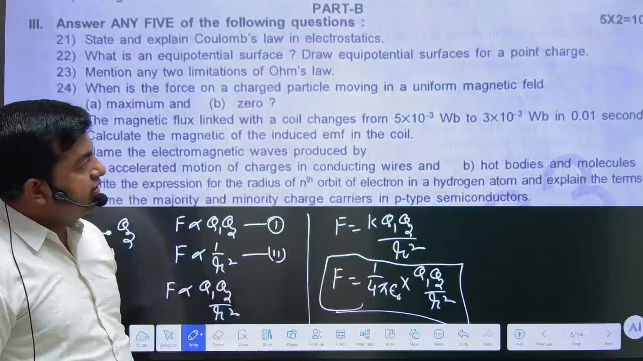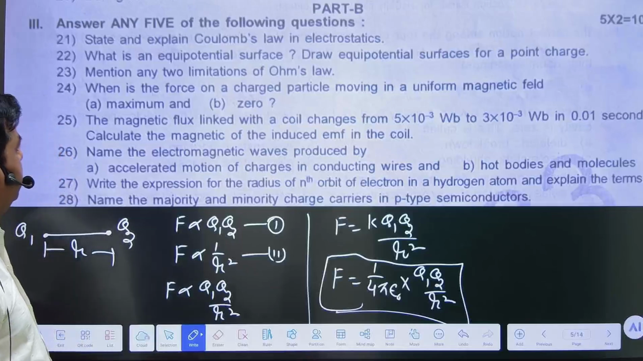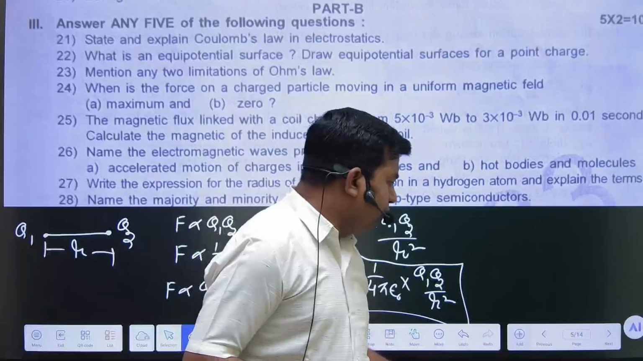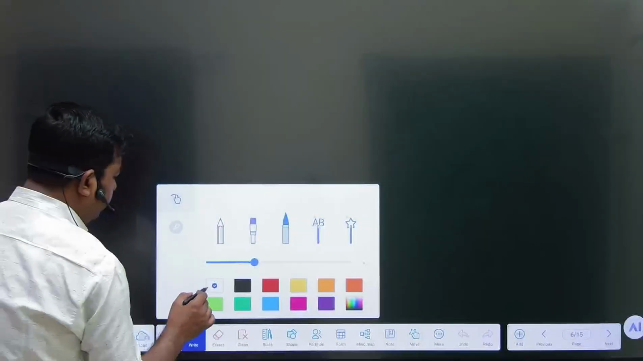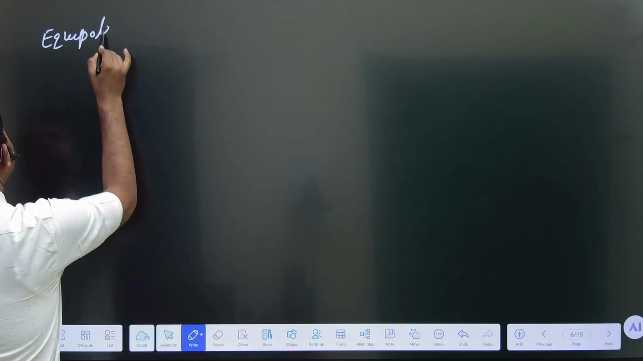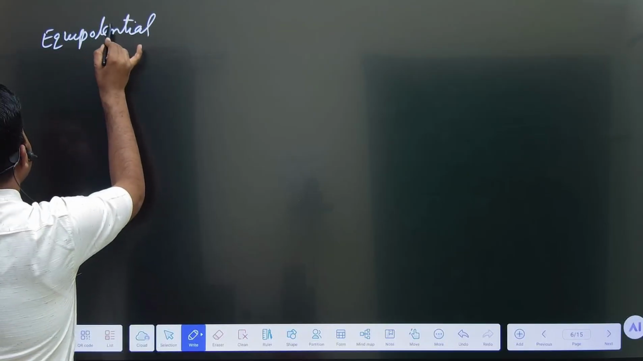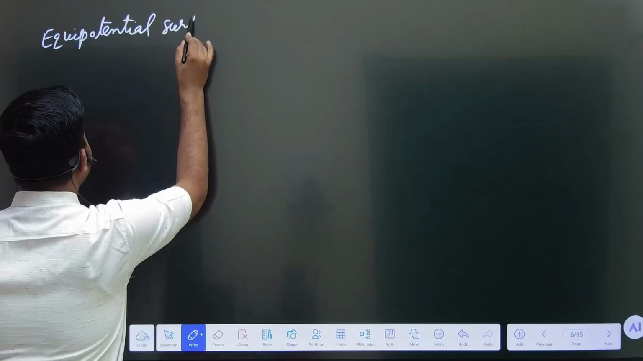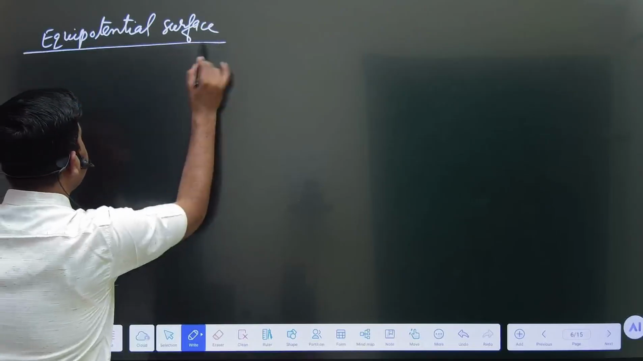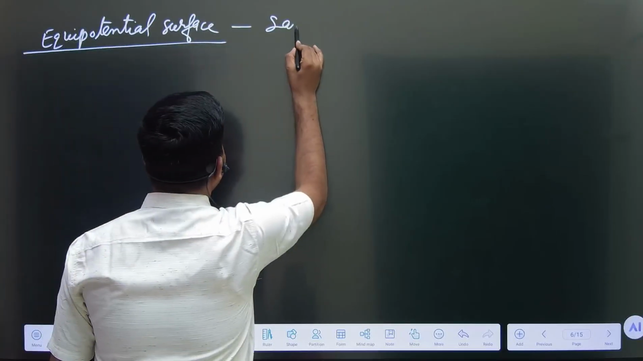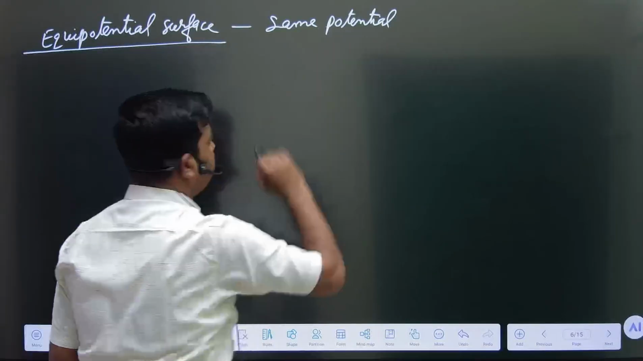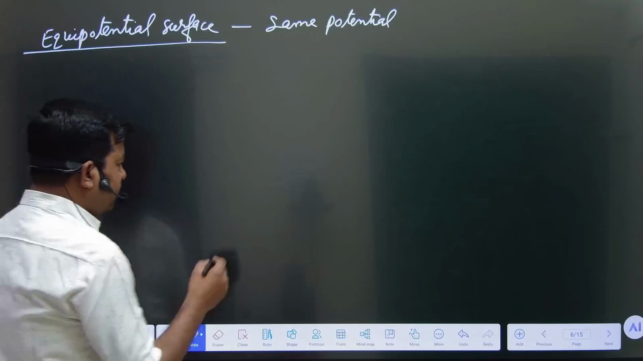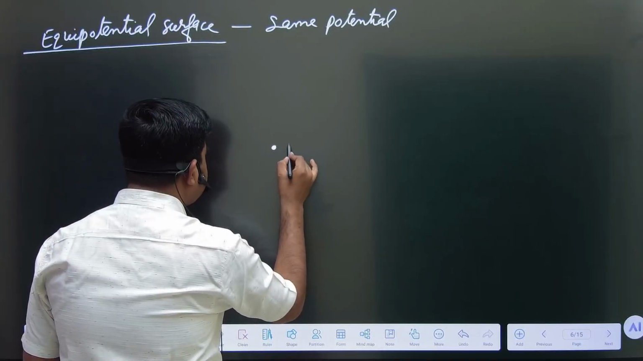What is an equipotential surface? And draw the equipotential surface for a point charge. Okay, so we have to discuss the equipotential surface, the surface at which the potential is the same at each and every point. What is the definition of an equipotential surface? An equipotential surface is the surface at which the potential is the same at each and every point. Okay, that is called an equipotential surface. You have to draw the equipotential surface due to the point charge. This is asked in the question.